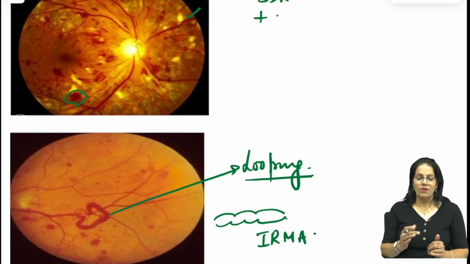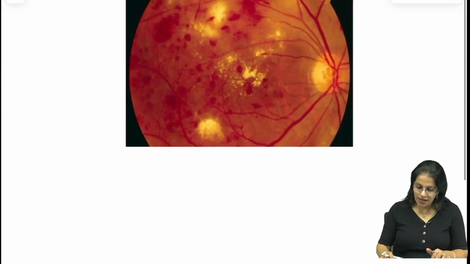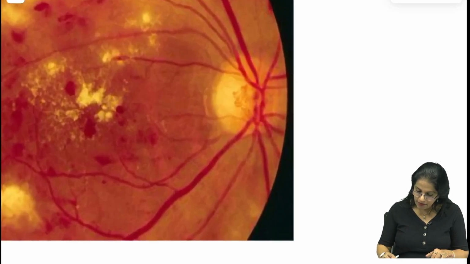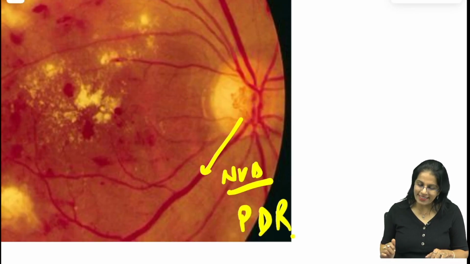Then we come to proliferative, and when you talk about proliferative, we are talking about, apart from all these features, we get neovascularization. Let us label it here to get a clearer idea for you all. So, this is the NVD. Can you see this? This is the neovascularization at disc. Therefore, this is a proliferative diabetic retinopathy.